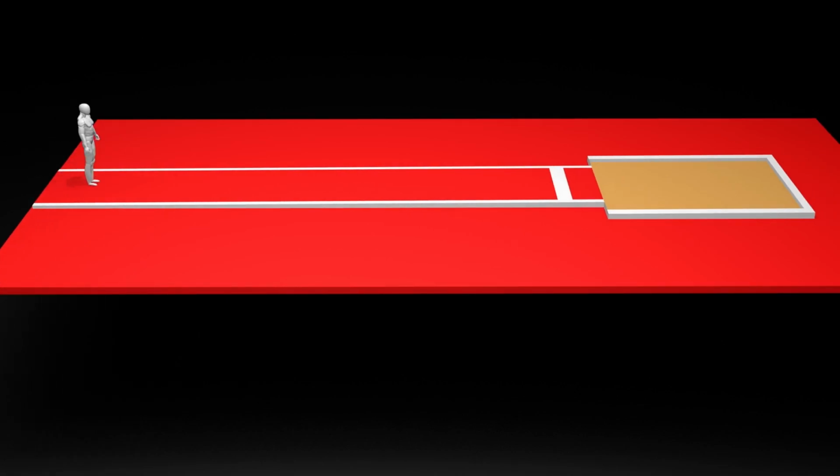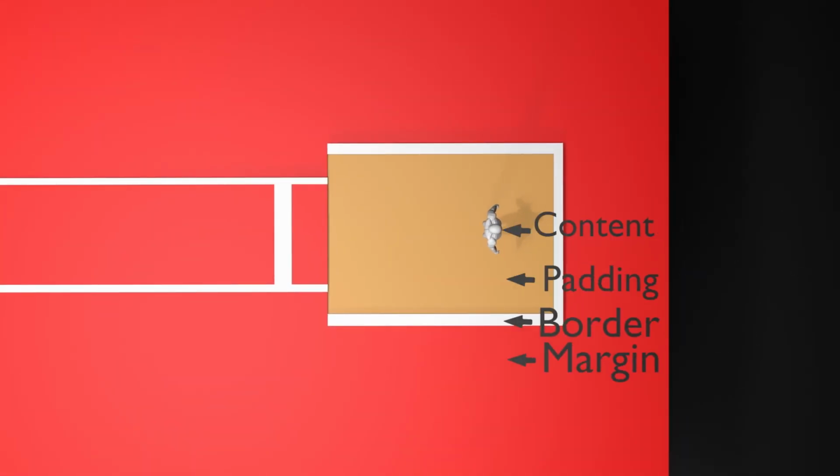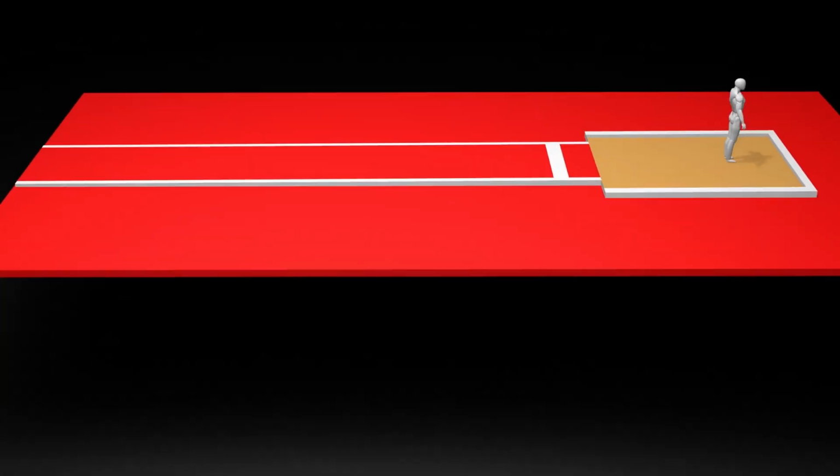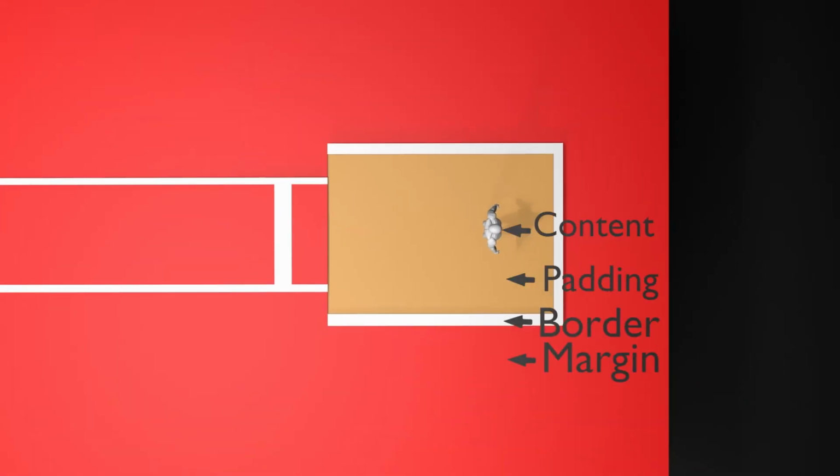But what are margins and padding? This is the CSS box model. Picture a long jumper who just landed. The athlete crouched in the sand. That's your content, the thing that matters. The sand surrounding them, that's padding. Space inside the pit, giving the athlete room to land safely.